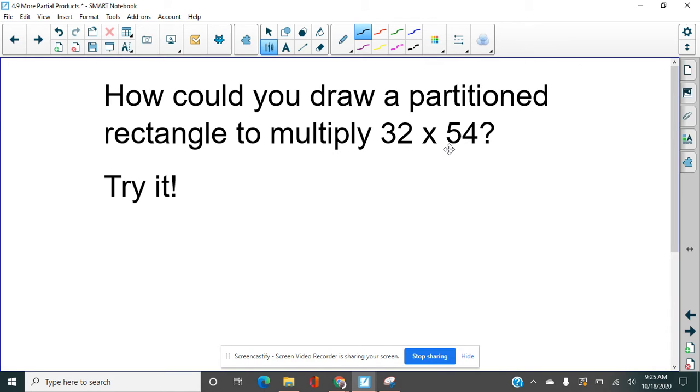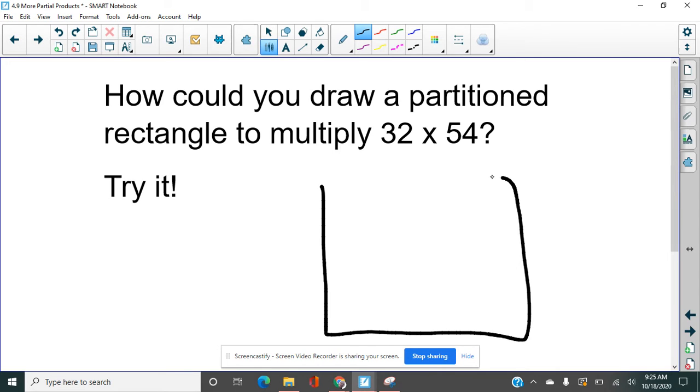All right, I want to show it to you. So in the past, we've done rectangles like this, right? But that's no longer going to work. Our rectangle now is going to be more square-like, right? And the reason is, let's take the 32. We know we need to split off the 2 and have the 30, right? 32 is 30 and 2.